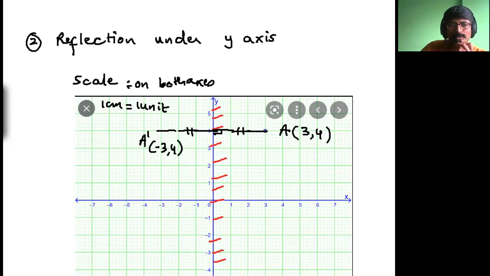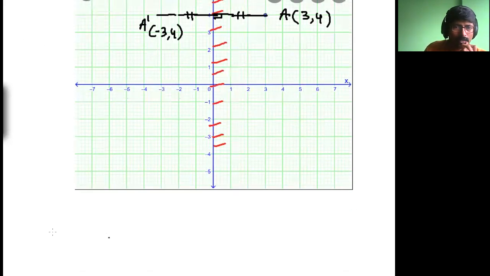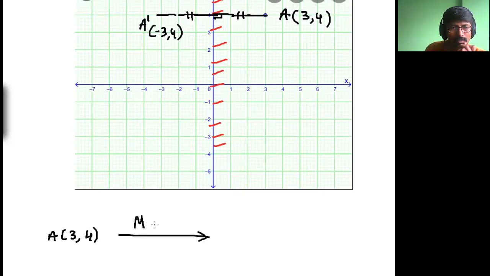So simply we can write this like this. When point A, 3 comma 4, reflects under y-axis, or mirror image under y-axis, it becomes A prime, or you can say A double prime. Why A double prime? Because in the previous case we had taken A and A prime. Now I'm taking A double prime. So that will become minus 3 comma 4. Why does it become minus 3 comma 4? When it is reflecting under y-axis, it is coming on this side and it becomes minus 3, isn't it? Minus 3 comma 4.